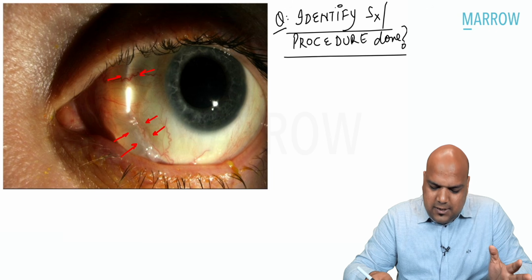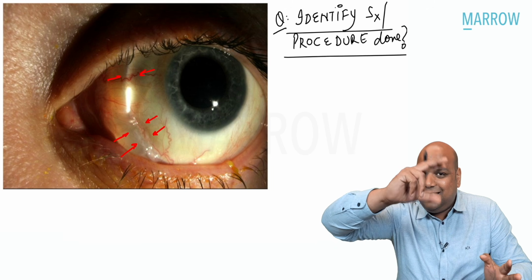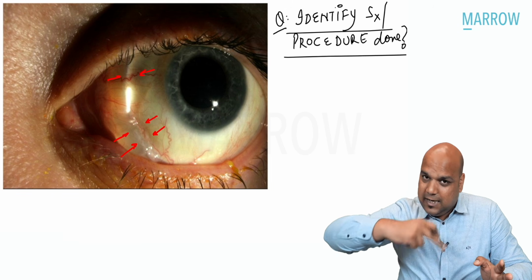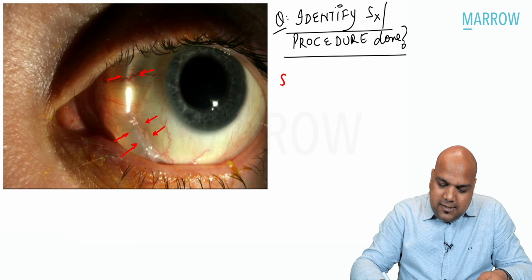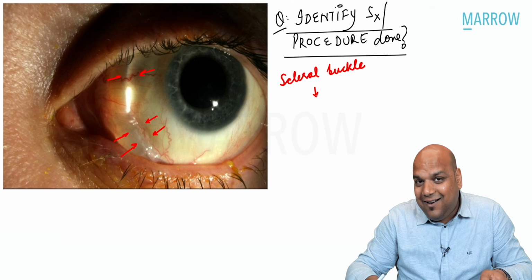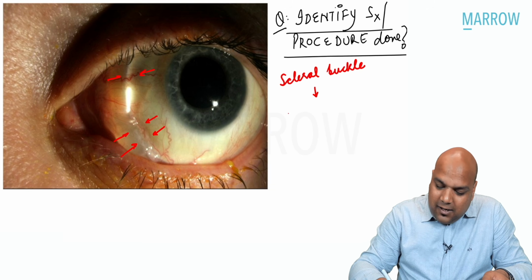Now, something to do with sclera, something which is encircling the sclera. See, obviously, I cannot show you the 360-degree sclera, but which is encircling the sclera. This is scleral buckle. Now rake your brains hard. Scleral buckle. Scleral buckle is used in the treatment of retinal detachment. Yes.